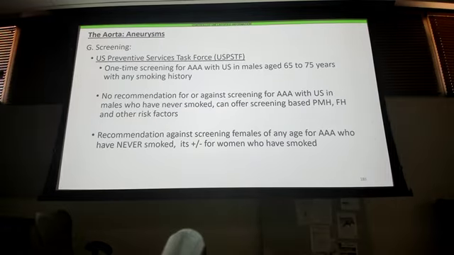But the USPSTF does have screening recommendations for this, and this is one-time screening for US males aged 65 to 75 with any smoking history. Okay, that is the absolute group who needs to be screened according to the USPSTF recommendations. The other four choices, there's not great screening recommendations for those categories of patients.